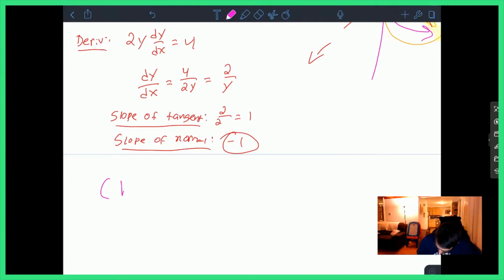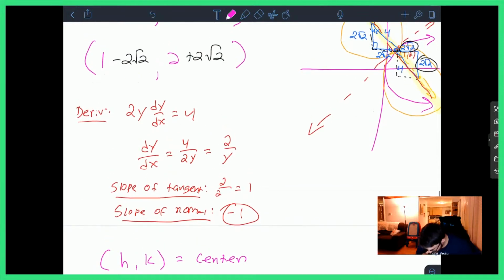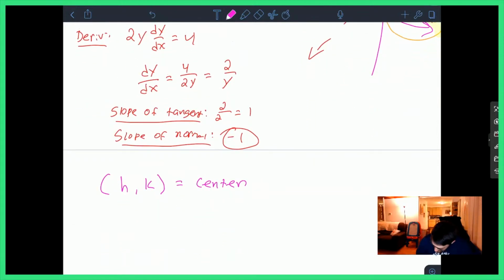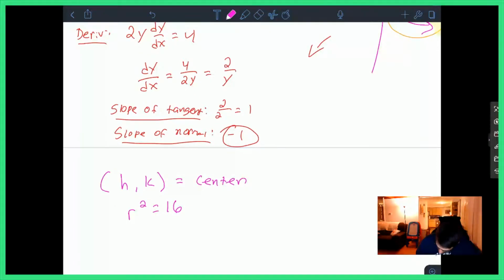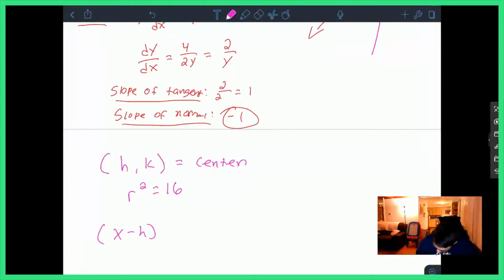(h, k) is the center. And I think we found the center of the circle. And then it's equal to the radius squared, which is 16. And so why am I blanking on the formula for the circle? What do we have to do? It's (x minus h) squared plus (y minus k) squared is equal to r squared. Someone correct me if that's wrong, but I think that's it.